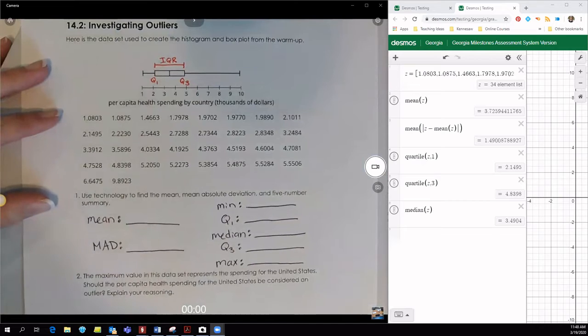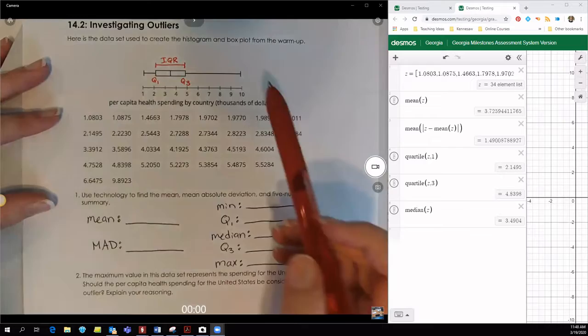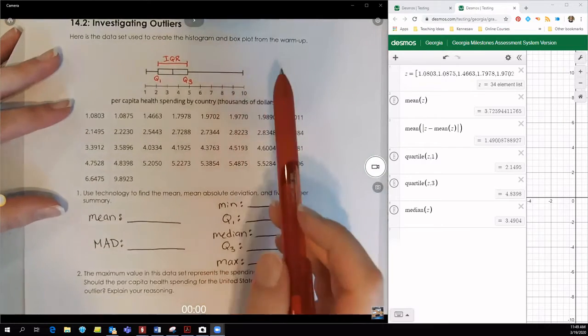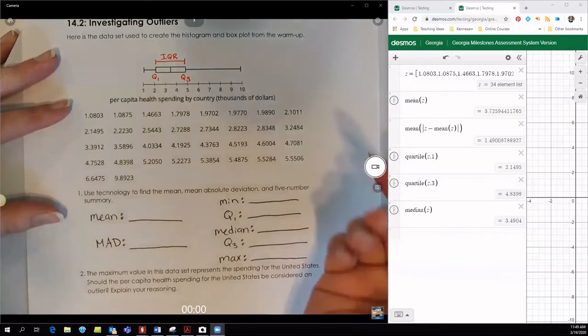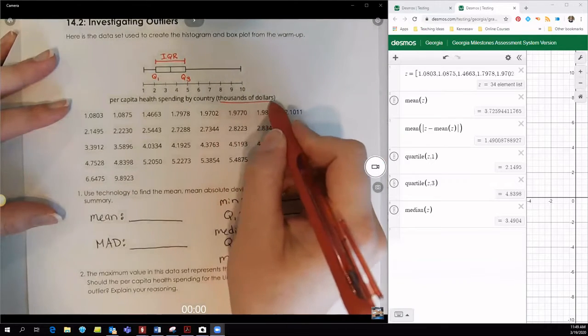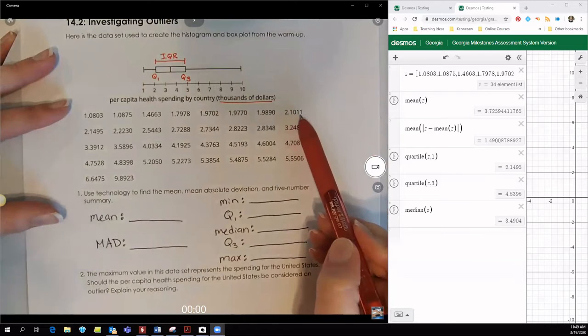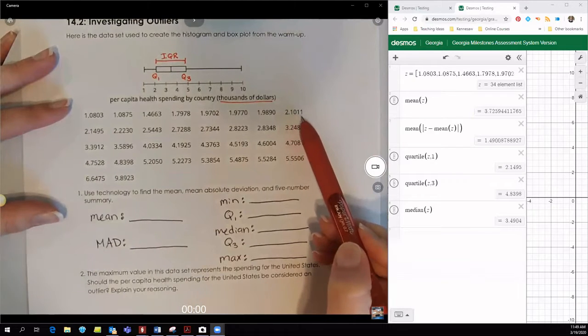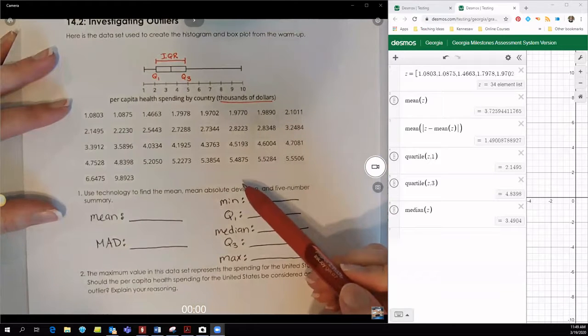We're going to look at the data from the activating strategy in a little bit more detail. So from the histogram and the box plot in the warm-up, you'll see that this is actually the numbers that came out of it. And remember that these are in thousands of dollars, so this would be like $2.1011 thousand. Sometimes they use decimals to make the numbers not so large, so they're easier to deal with.